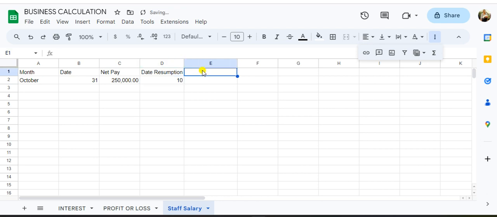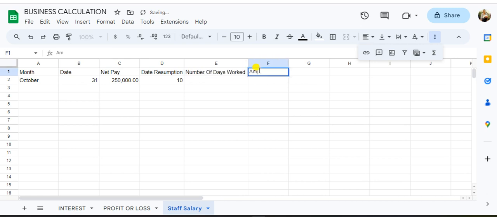So we'll calculate the number of days the person worked. We'll calculate the number of days the person worked in the month of October and the amount due to pay the person, because obviously we are not going to give this person the whole of 250,000 in the month of October, because he or she did not work from the beginning of October. She resumed on the 10th. So how do we calculate this?